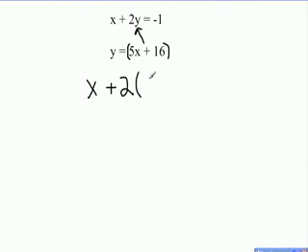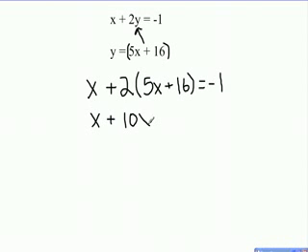Do not forget parentheses, because in this case we want to substitute the whole quantity 5x plus 16 in, and that equals -1 still. And you solve from here. Do not forget your distribution property, 10x plus 32 equals -1. Solving from there, I can combine like terms.